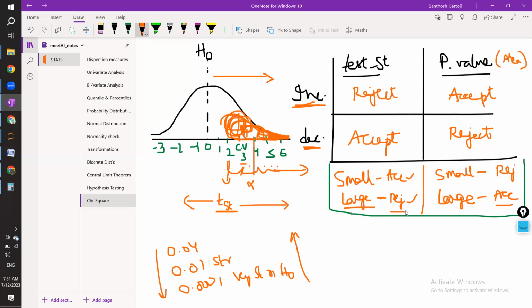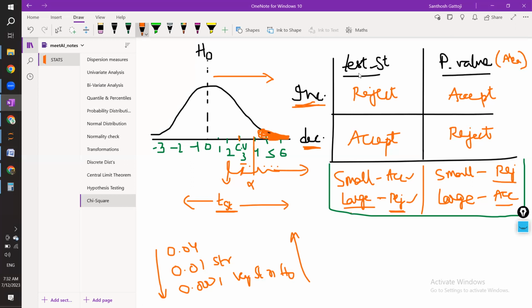Yes, Santosh. Got it. Yes, that's the way I'm trying to understand. Similarly, if the p-value is getting smaller and smaller, that means the area is decreasing. If this area keeps on decreasing, what does that mean? You are moving away from the null hypothesis, because the area is decreasing. In that case you need to reject.